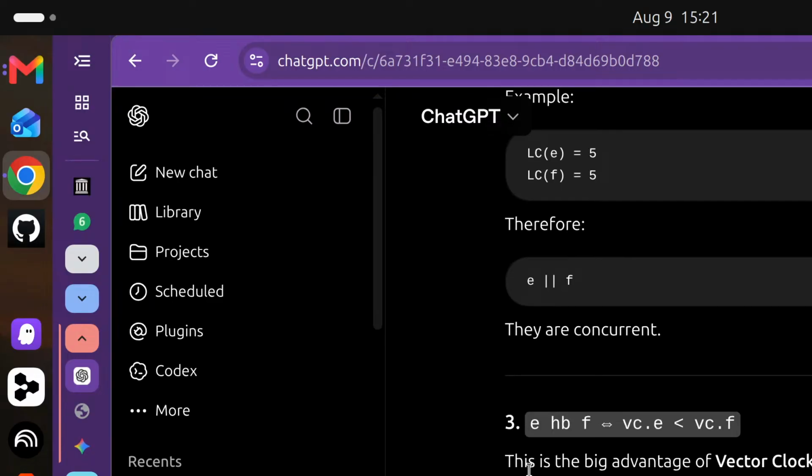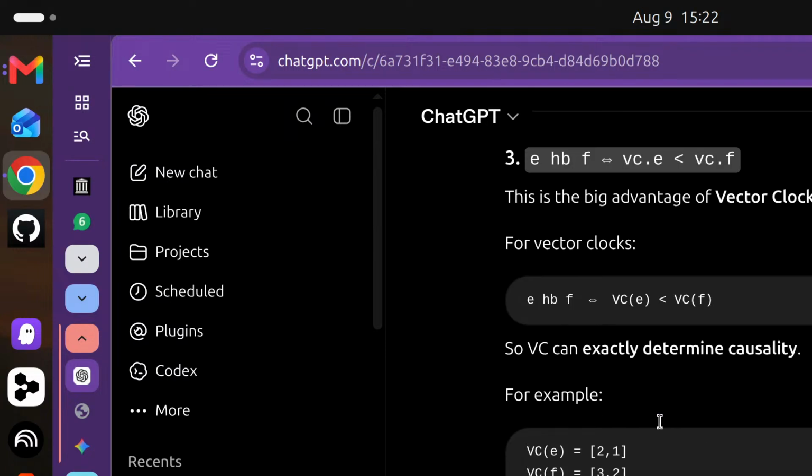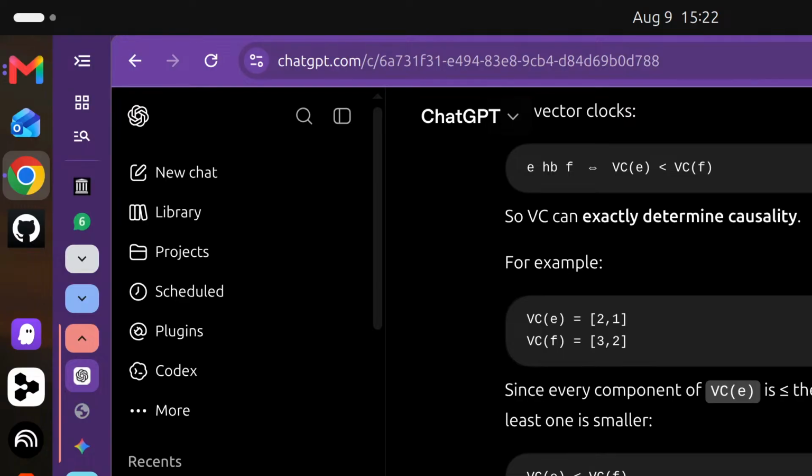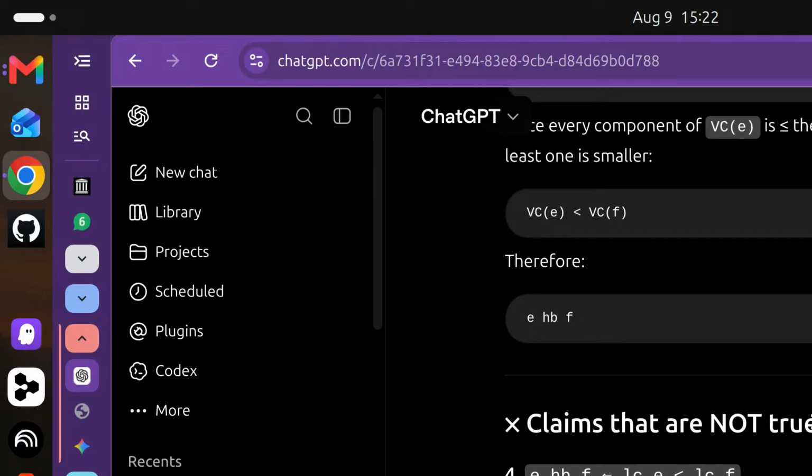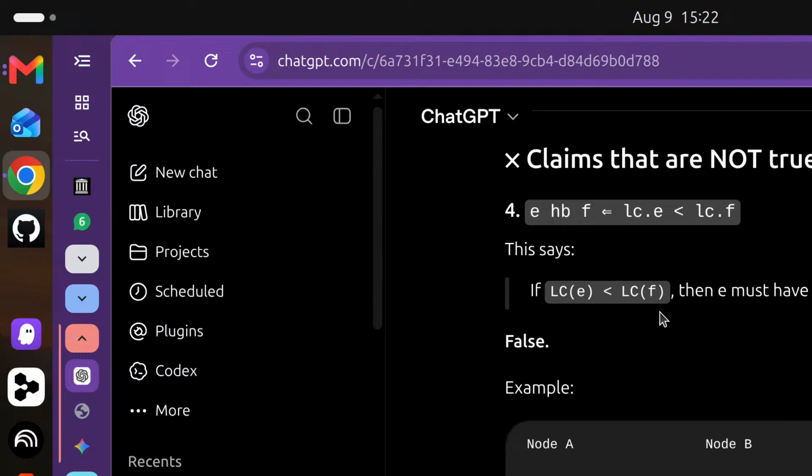If E happened before F, this is a big advantage of vector clocks: the vector clock of E is less than the vector clock of F. For example, the vector clock of E is (2,1) and of F is (3,2). Since every component of VE is less than or equal to the corresponding component of VF, and at least one is smaller, therefore E happened before F. Okay, claims that are not true: if the logical clock of E is less than the logical clock of F, then E must have happened before F. This is false, because, for example, a logical clock of F.